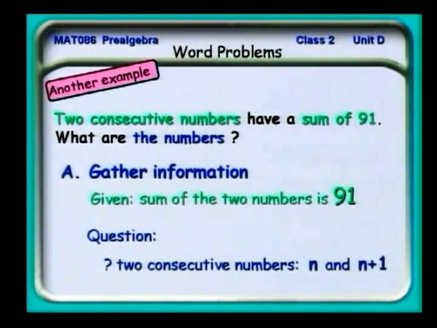And the question is, if we have two consecutive numbers, let's call the first number n. Consecutive means it's either right before it or right after it. We'll talk about the number right after it. That's got to be one more than n or n plus 1. And we want to know what those numbers are.